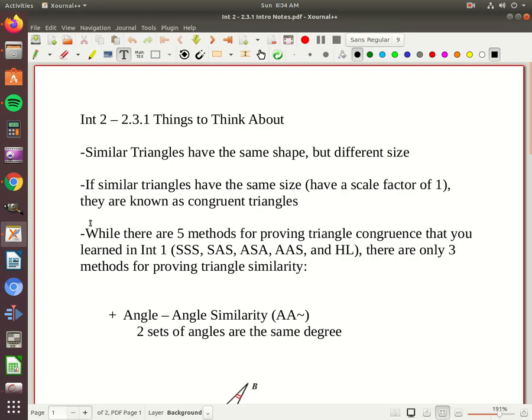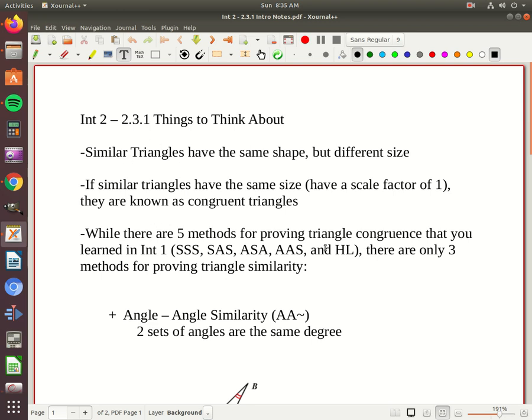So a couple of things I want you guys to think about before we do this, just to reiterate some of the stuff we've already discussed. Similar triangles have the same shape but have a different size. That's different than a congruent triangle, right? So if similar triangles have the same size, or they have a scale factor of 1, they're known as congruent triangles. So there is a difference between similar and congruent triangles. We want to make sure that we understand that there's a difference as we learn about similar.